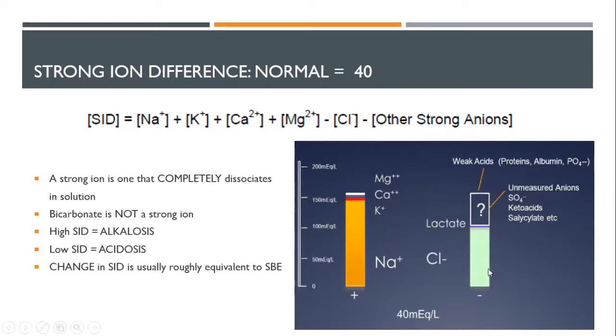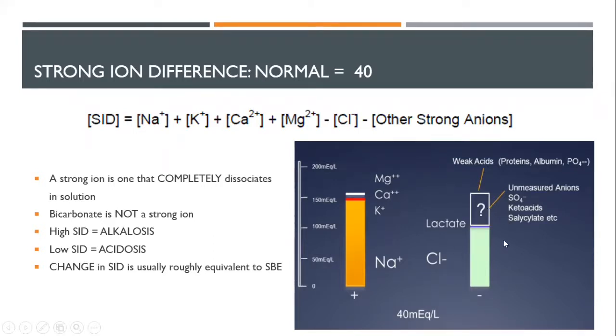So if we think of something like a hyperchloremic acidosis, just by visually looking at these bar graphs, we can see that if the lactate increases dramatically, then the difference between the sodium and the difference between the positive side and the negative side of the equation is going to be less.